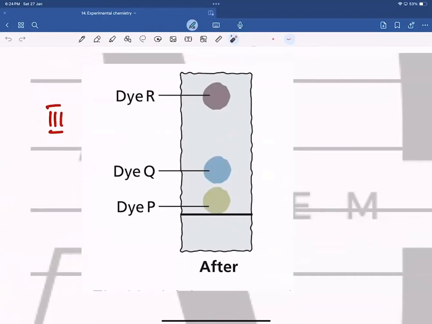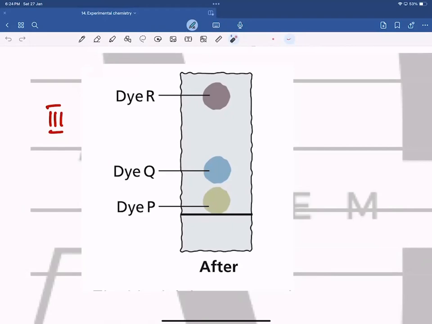So if instead of these three spots, you are getting only one spot, what does it mean? No, it's pure. It's not a mixture. But we can't say it's an element. It's pure, and if we are getting more than one compound, more than one spot, then it's a mixture.